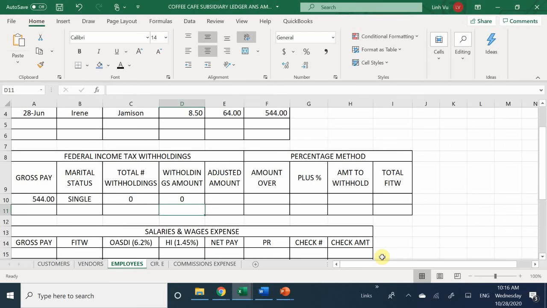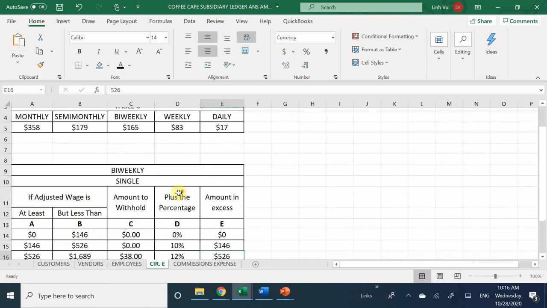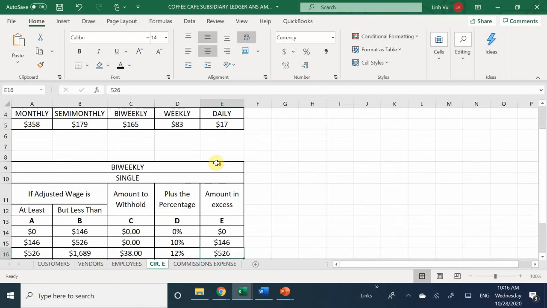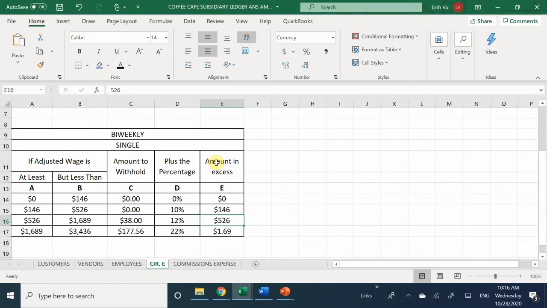Okay, so now the next portion is we go look into our table. Here's the circular E table. I already did the work for you. So here's the withholdings amount. Since she's claiming 0, we don't multiply by anything because she's not claiming anything. So her total adjusted amount that we can tax her is going to be $544, right? So here's our little table here. What is our total? So here's the table.